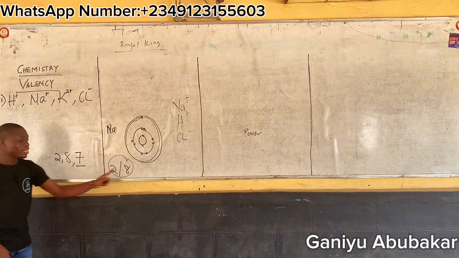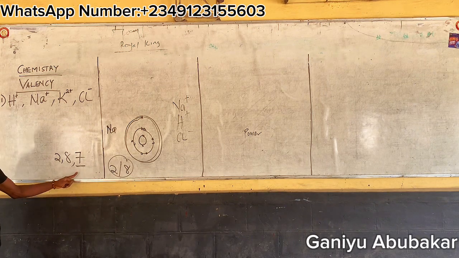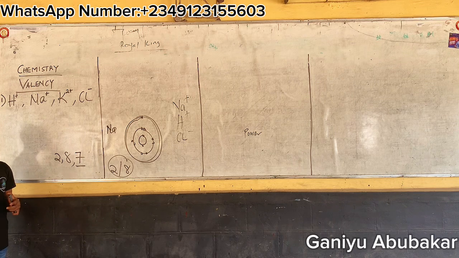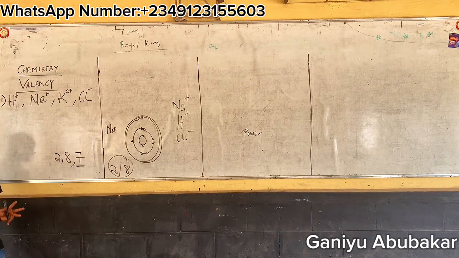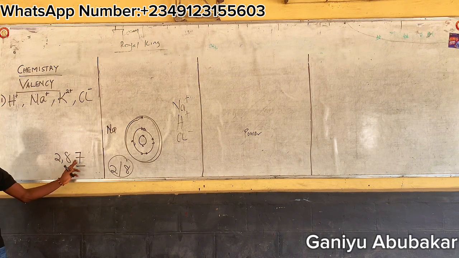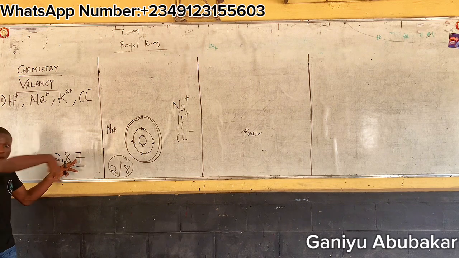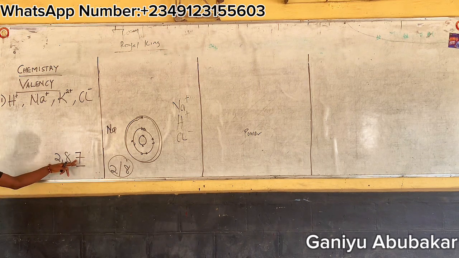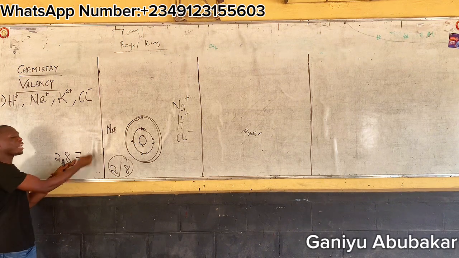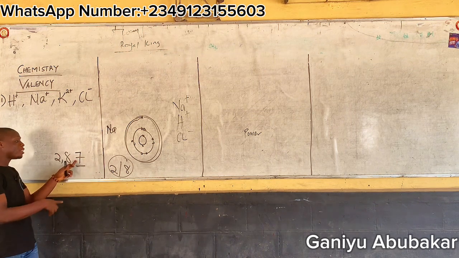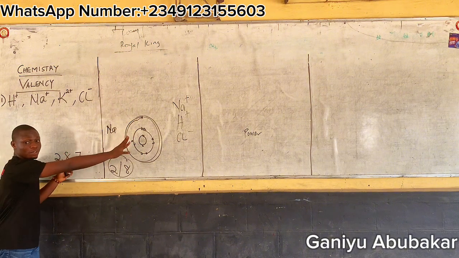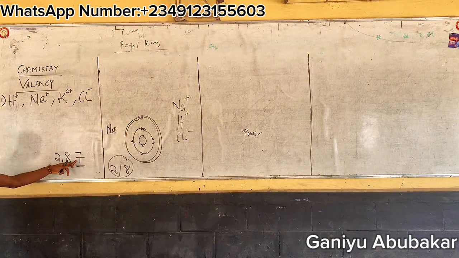Either 2 or 8. Now, for chlorine to be stable, we will do one of two things. Either add 1 to it to make it 8, or give out 5 and have 2 left. It's in two cases. Either this 7, we add 1 to become 8, or we give out 5 and keep 2 to become stable.